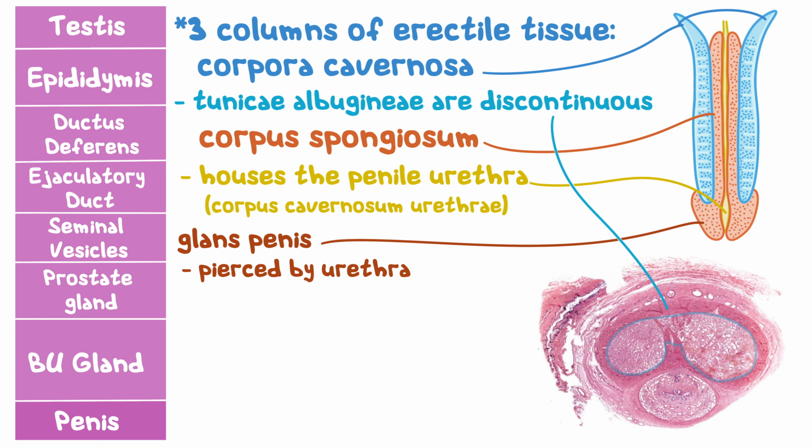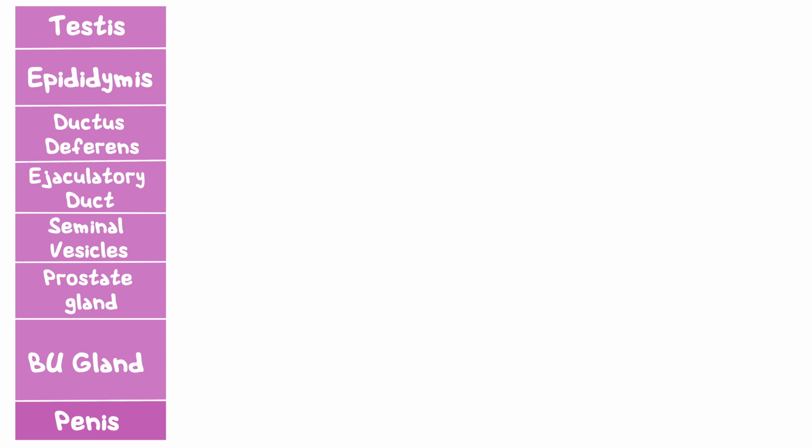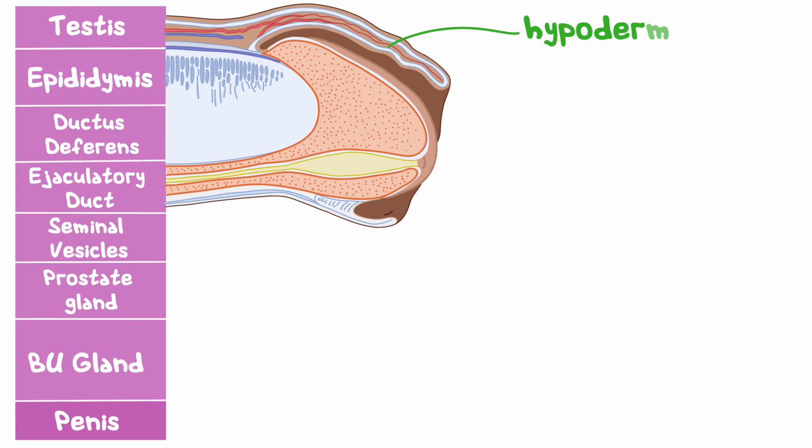The tip of the glans penis is pierced by the end of the urethra as a vertical slit. The urethra is lined with pseudostratified columnar epithelium. The mucous glands of Littre and ducts secrete a clear mucus on erection. The 3 corpora are surrounded by a common loose connective tissue sheath, but no hypodermis, and are covered by thin skin. The skin of the proximal portion of the penis has coarse pubic hairs and numerous sweat and sebaceous glands. The distal portion of the penis is hairless and has only a few sweat glands.